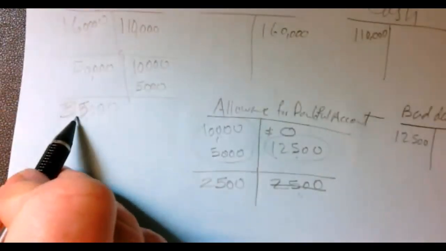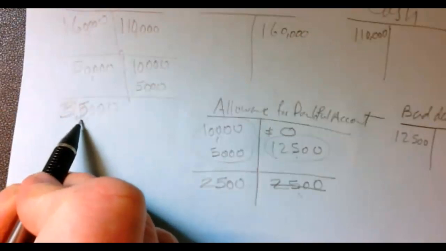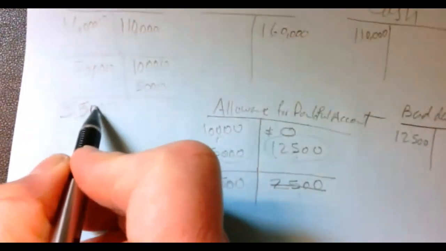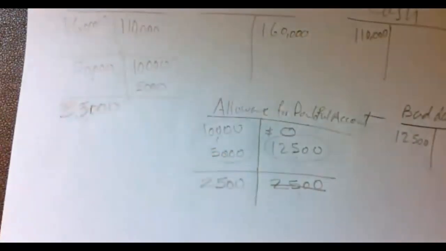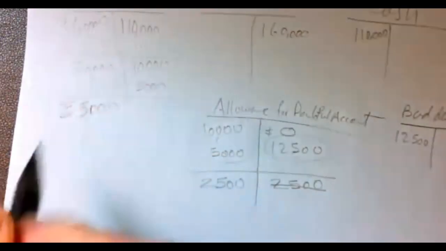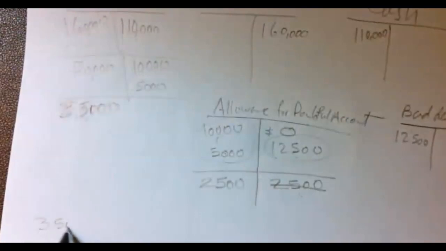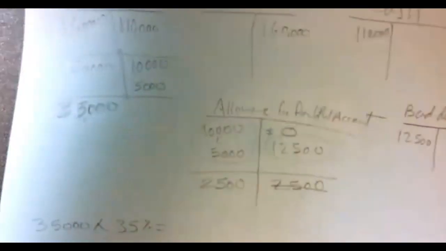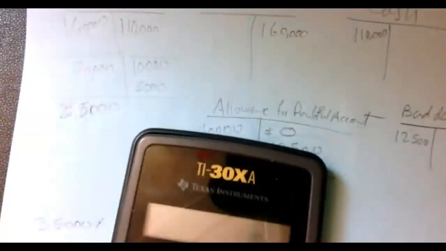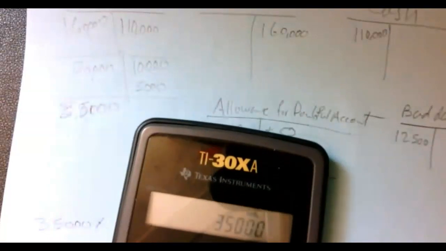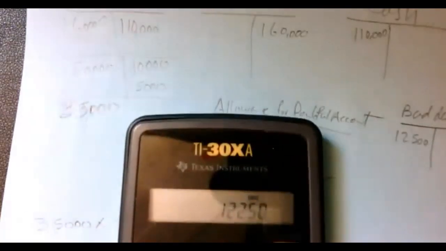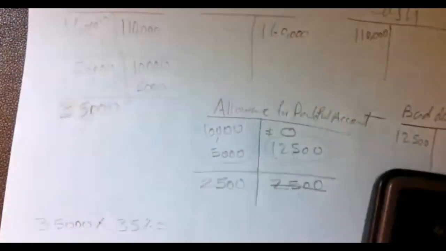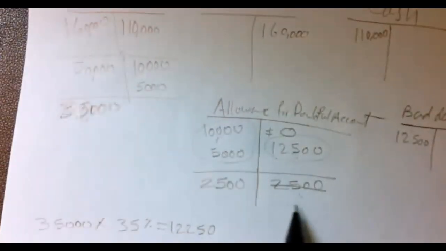And I say, okay, how much accounts receivable do you have this year? They say 35,000. I say, okay, you have 35,000 accounts receivable. That's good. So we go with 35%. So 35,000 times 35% gives me 12,250, right? That's what we need to have there.